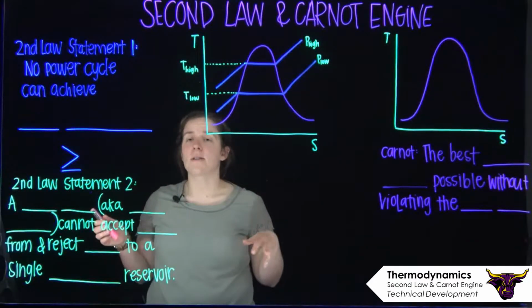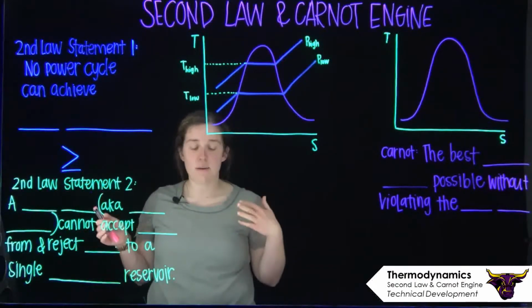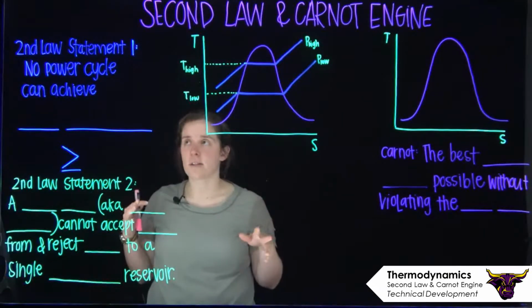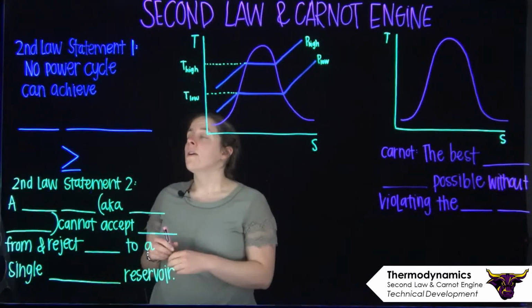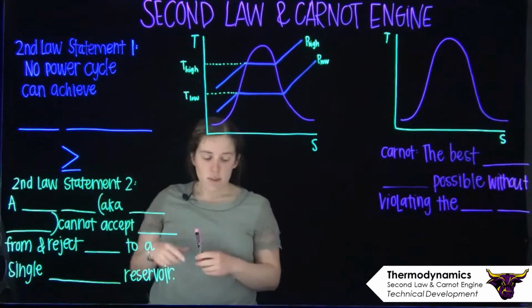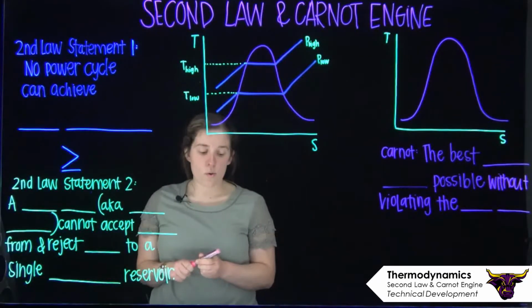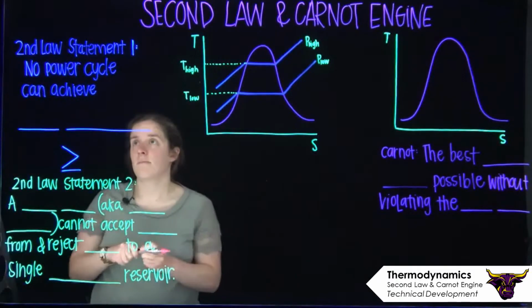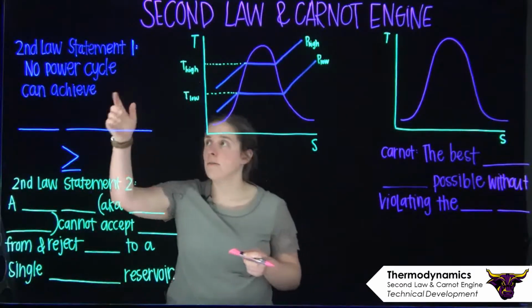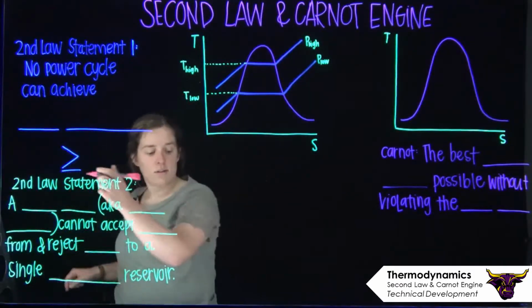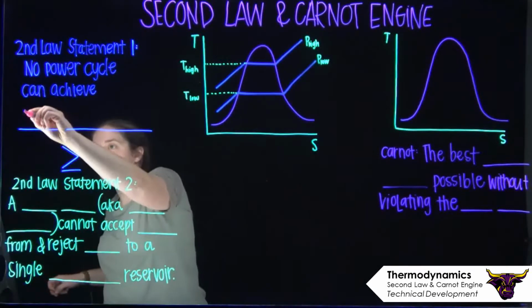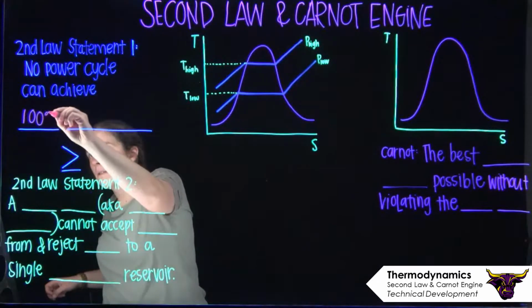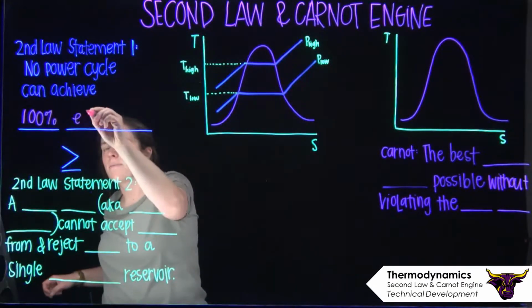multiple statements. There's the Kelvin-Planck statement, the Clausius statement, there's different statements. We're going to focus on two statements for this one. So statement one is that no power cycle, like the Rankine cycle, can achieve 100% efficiency.